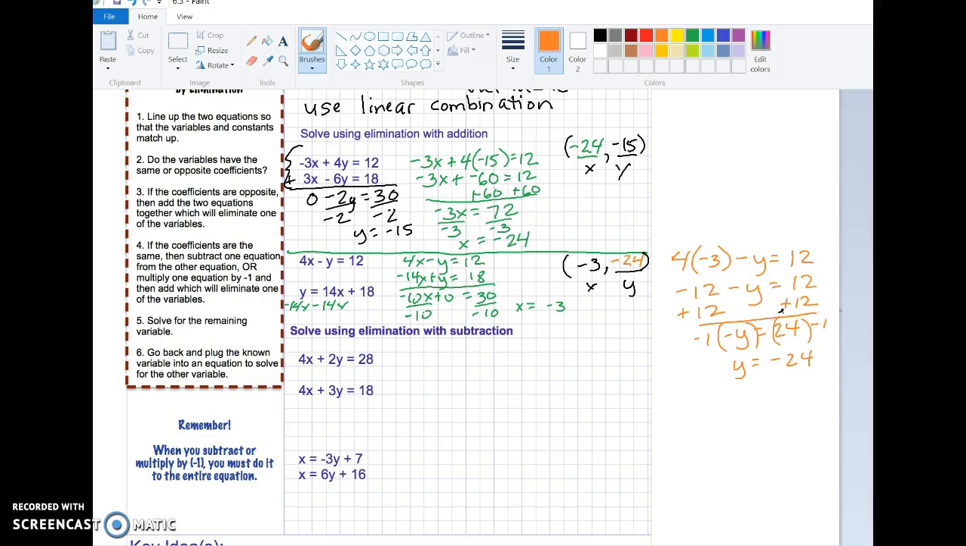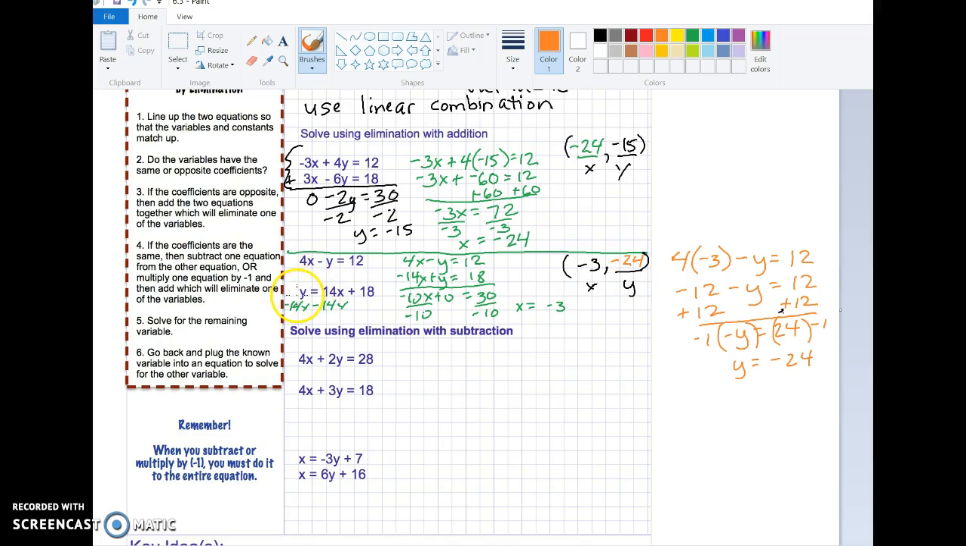I went ahead and chose my first equation, 4x minus y equals 12, and I put negative 3 in place, and you can see all of my work here. You can pause it and look at my work, make sure that I did it right, but eventually I came out with y equals negative 24. I can double check it by going back to my second equation and seeing if negative 3 for x and negative 24 for y makes the second equation a true statement, because that's my whole goal. I'm trying to find the x and y that they have in common.